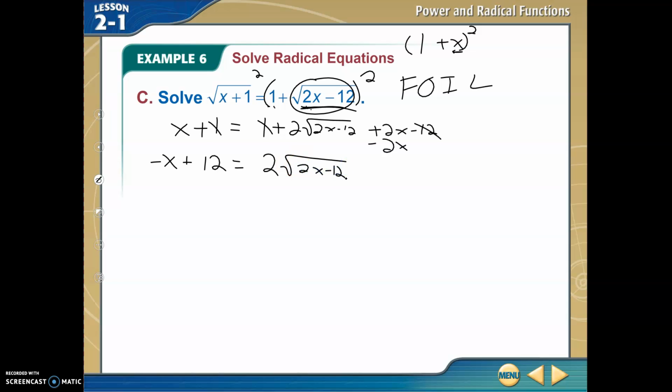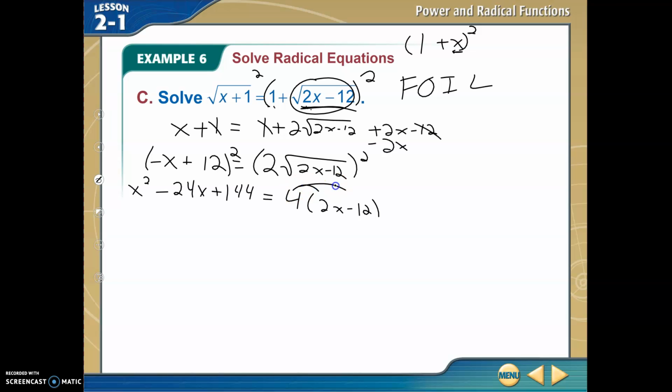Okay, now I could divide by 2 right now if I wanted to, but instead I'm just going to square both sides so that way I don't have a fraction somewhere. I'm going to go 2 squared, okay? So the right side becomes 4 times 2x minus 12, okay? Left side, I have to FOIL that, so I get x squared, negative x times negative x. Negative 12 doubled is negative 24x. And then 12 squared is 144, okay?